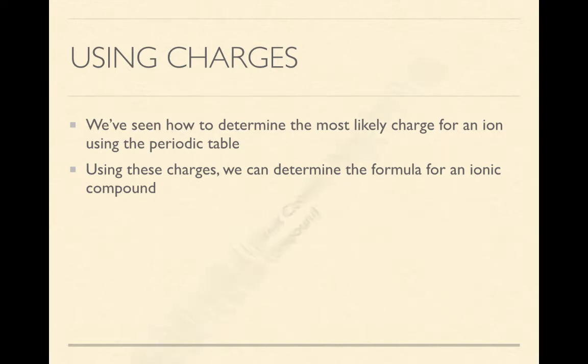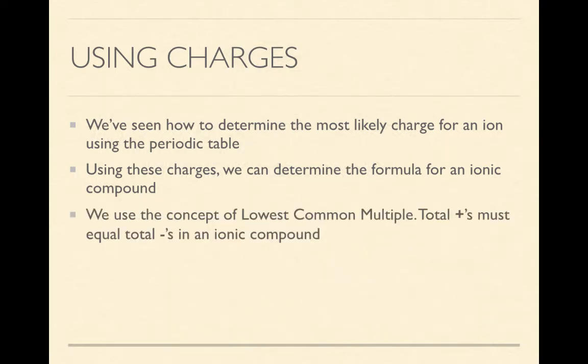And what we do is we use the concept of lowest common multiple. You may remember this from some of your grade school days. Basically what we're doing is we're forcing the total pluses to equal the total minuses in an ionic compound. One example here would be strontium and fluorine, another sodium and oxygen, and another is magnesium and nitrogen. And we'll work these out in class.